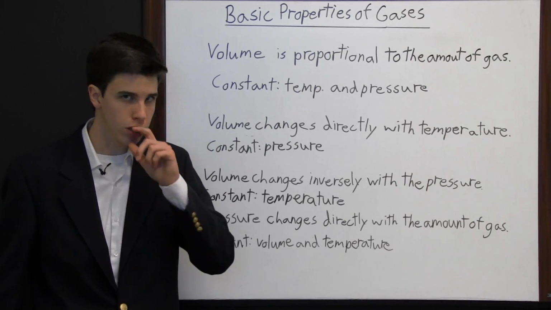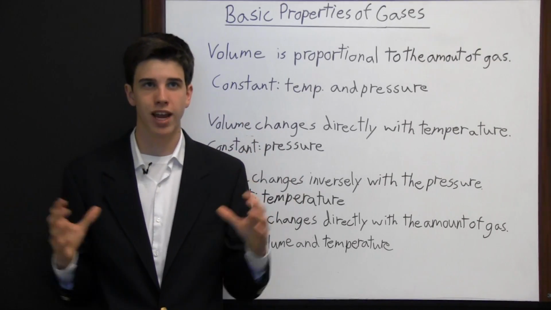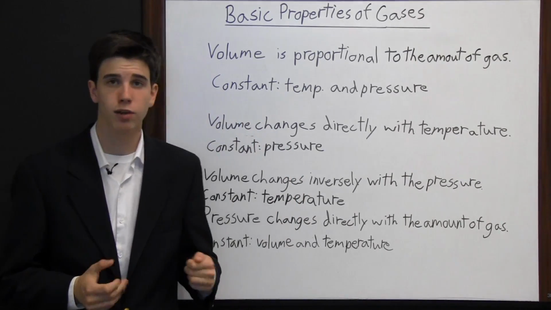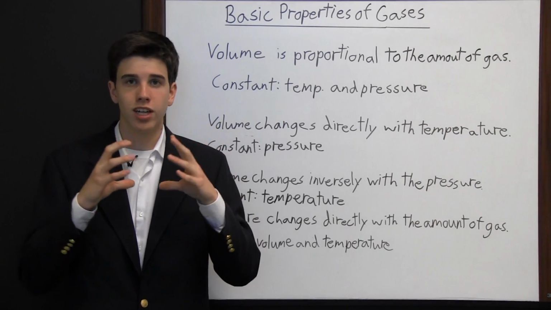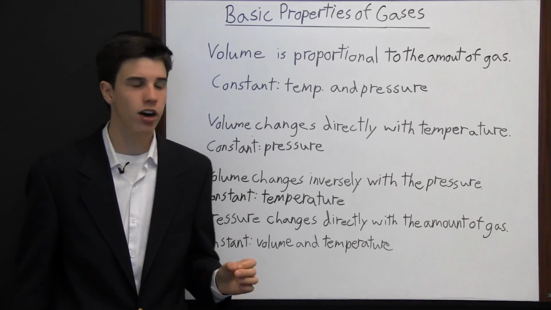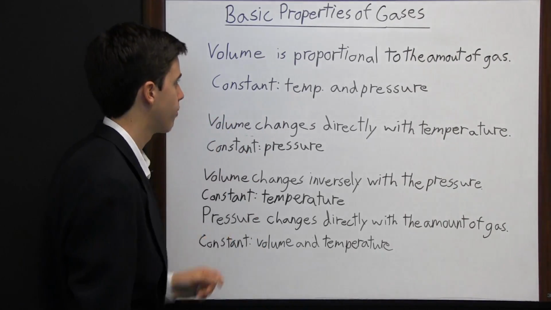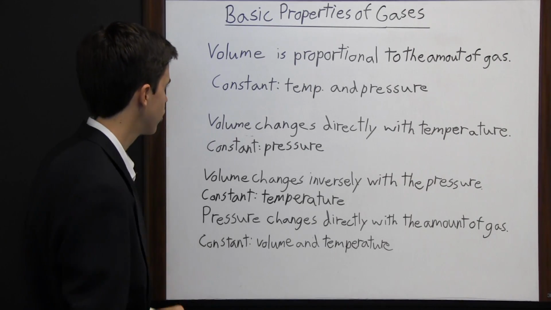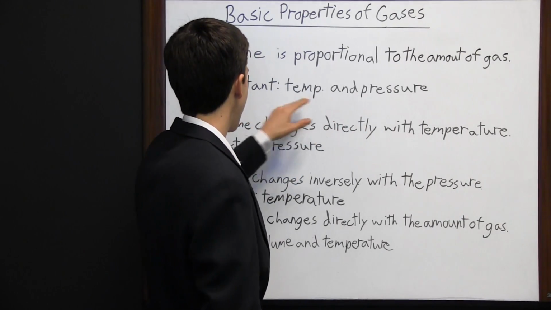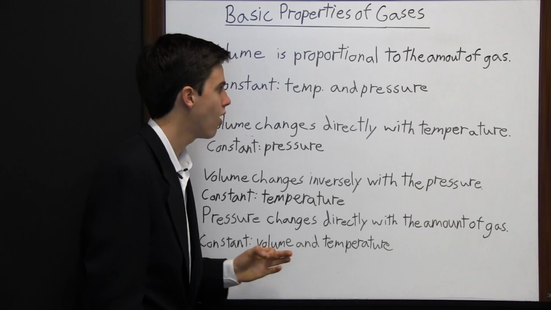Everyone knows when you blow air into a balloon, the balloon expands. And if you let air out of the balloon, then the balloon gets smaller. So volume is proportional to the amount of gas. Now, for this to be true, the temperature and the pressure has to be constant. And you may be wondering, why is that?